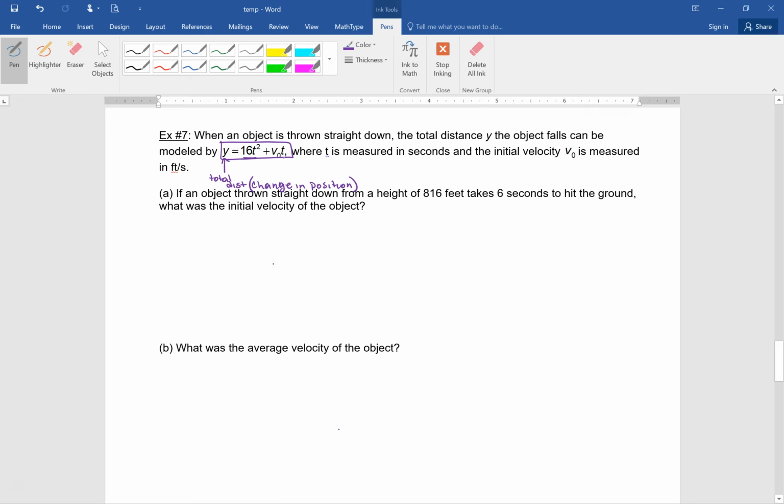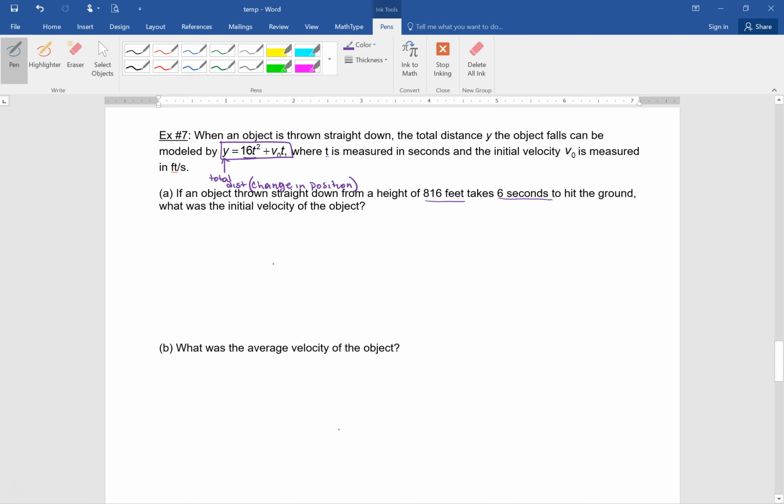Now, if you simply let go of it, then what was the initial velocity? 0. So that part will fall out of the equation. Okay? So v naught is measured in feet per second. If an object is thrown straight down from a height of 816, it takes 6 seconds, so this is the height, and it takes 6 seconds to hit the ground. What was the initial velocity of the object?